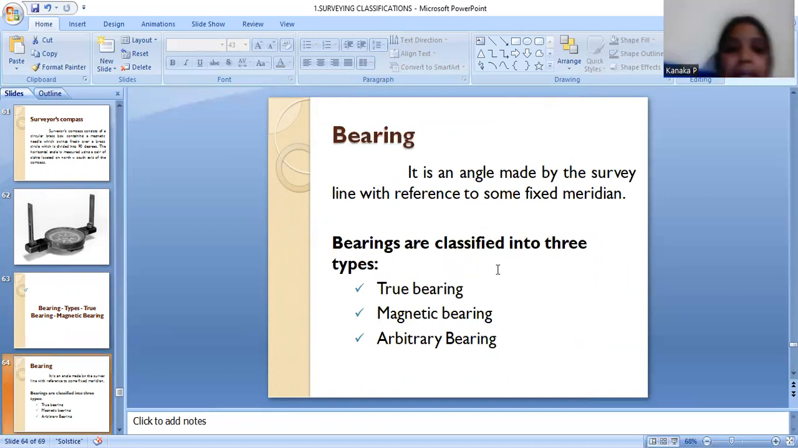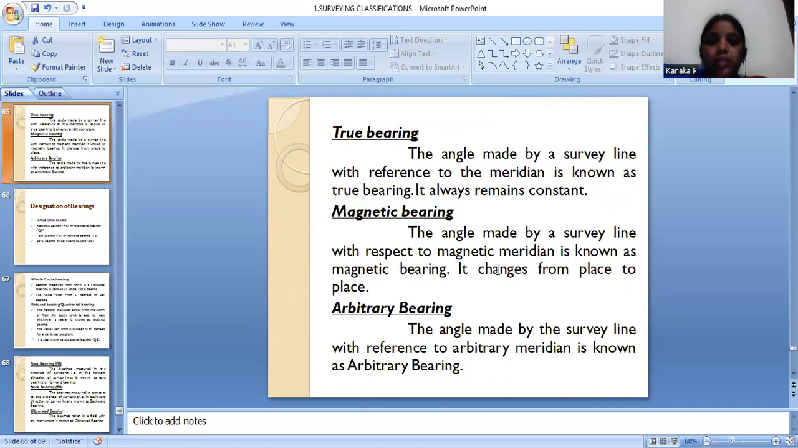Bearing means the survey line with reference to some fixed meridian. So bearings are classified into three types: true bearing, magnetic bearing, arbitrary bearing. So true bearing means the angle made by survey line with reference to the true meridian is known as true bearing. It always remains constant.